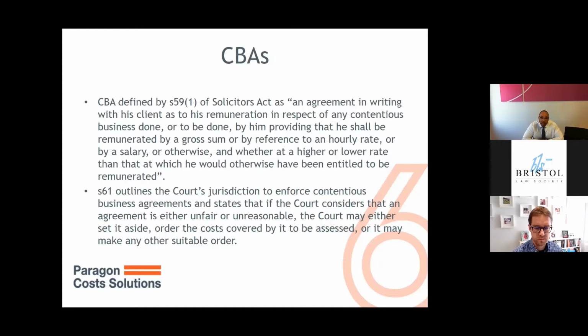Quite importantly, in relation to contentious business done or to be done, so it can include work that has already been done, it can have retrospective effect, so that's another point to note. Providing that the solicitor shall be remunerated by a gross sum, i.e. some kind of fixed fee, or by reference to an hourly rate, obviously time spent versus rate, or by salary, which is unusual, or otherwise, so that's pretty vague and open, and whether at a higher or lower rate than what would be otherwise entitled to be remunerated. So that is the definition of a contentious business agreement. It has to be in writing and has to comply with these requirements.